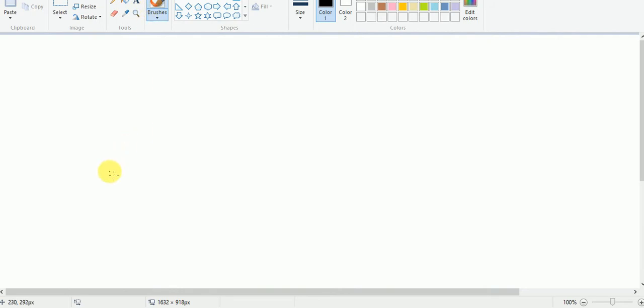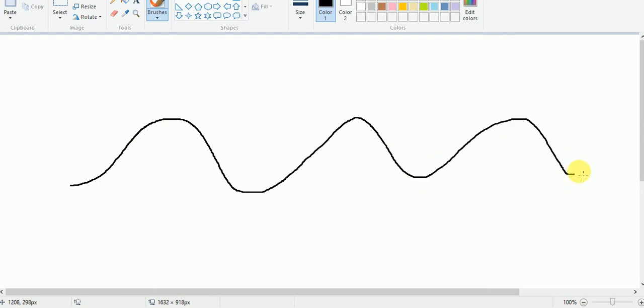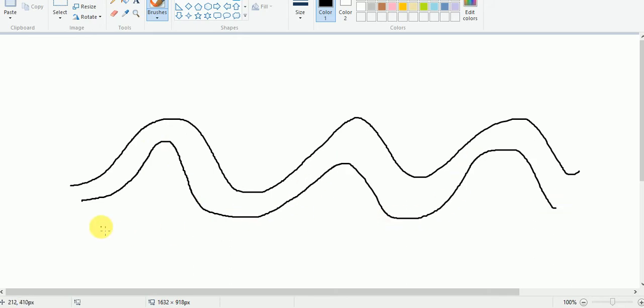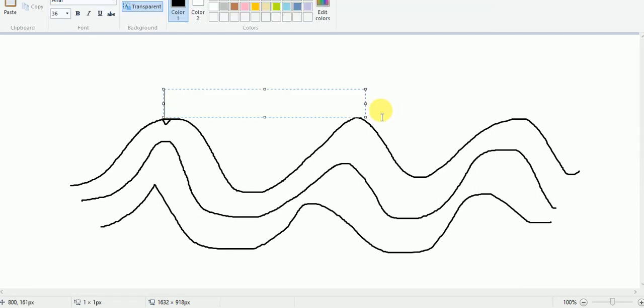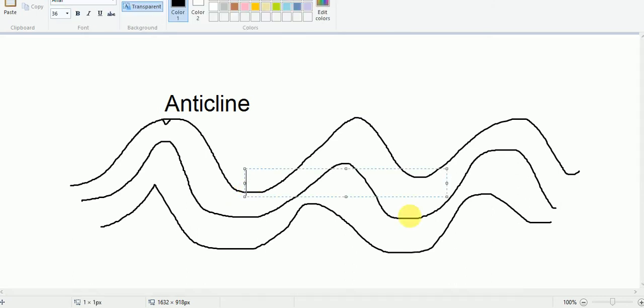I think all of you have learned about folding of mountains in class 9. So let us say this is a folded mountain, and here these are the different layers which are folded. And here, this is known as anticline, and this is known as syncline.